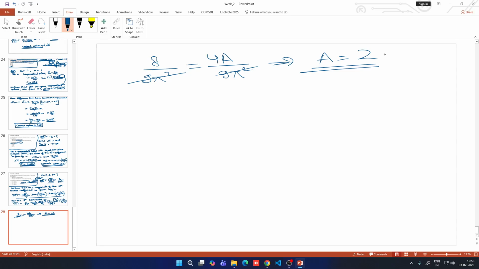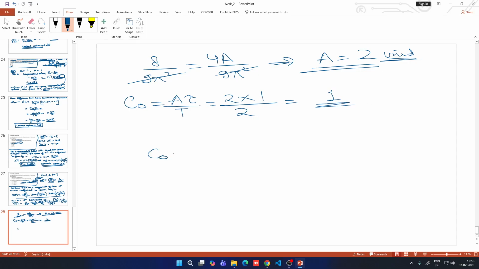If it is some unit, we don't know if it is a current signal or a voltage signal, so that's why I'm not writing any unit. So A is 2, and C naught also we have to find. C naught for a trapezoidal pulse whose rise time and fall time are the same is tau by T. So A is 2, tau is 1, and time period is 2. So C naught is 1. So C naught is 1 and A is 2.